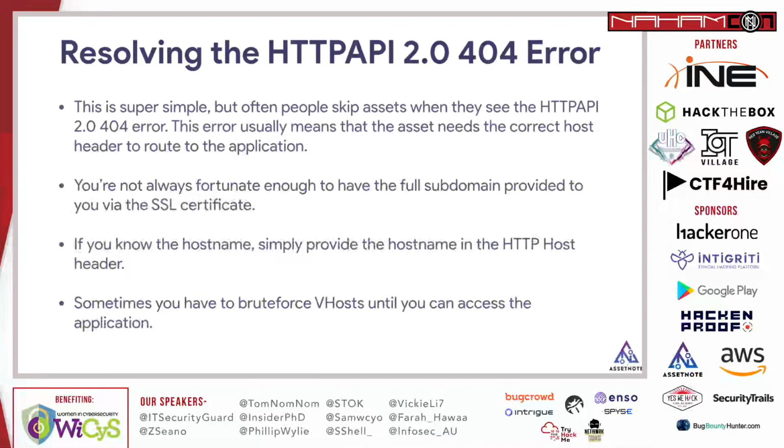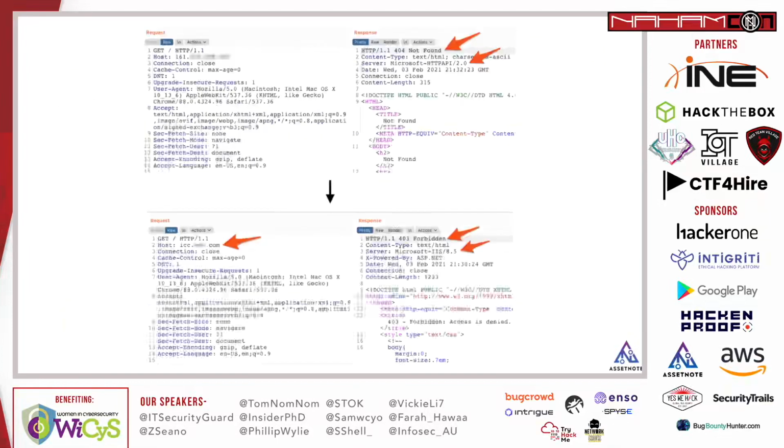Once you've identified there's something like a subdomain in the SSL certificate, you might want to try the following. You might want to think about not skipping the asset first off and actually thinking about, okay, how do I access this application? And sometimes you're not fortunate enough to have access to the full subdomain provided to you via the SSL certificate, so you might need to brute force it. However, it's as simple as modifying the host header.